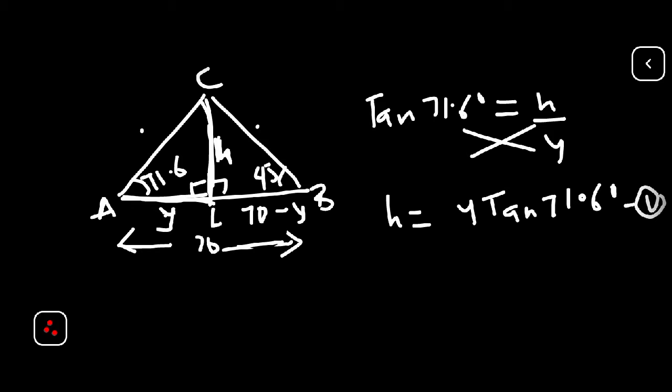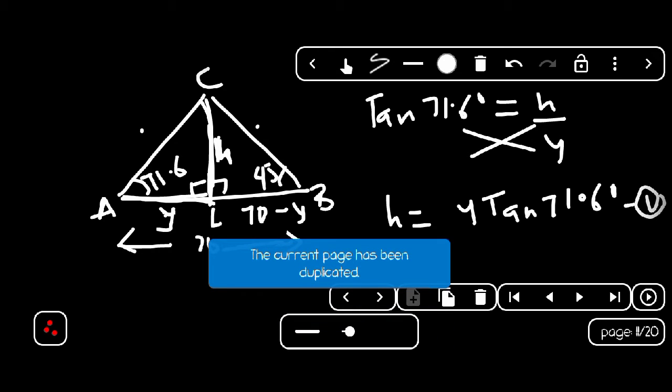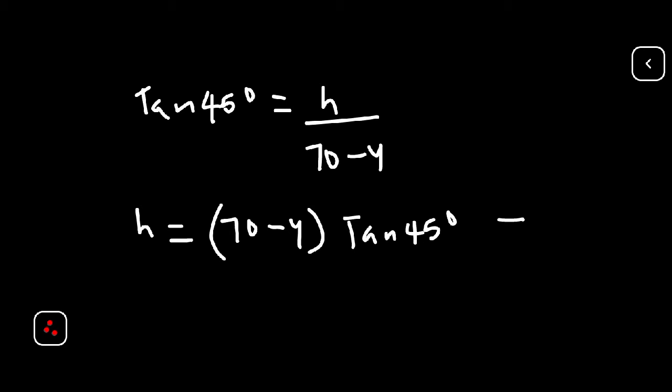But let's keep moving. So let's go to the next triangle. The next triangle, we can still say opposite over adjacent, tan 45 degrees. So I would like to use another page. So tan 45 degrees equal to opposite, which is h, over adjacent, which is 70 minus y. And then we cross multiply, we see that h in this equation will be equal to 70 minus y bracket tan 45 degrees. So this is equation 2.